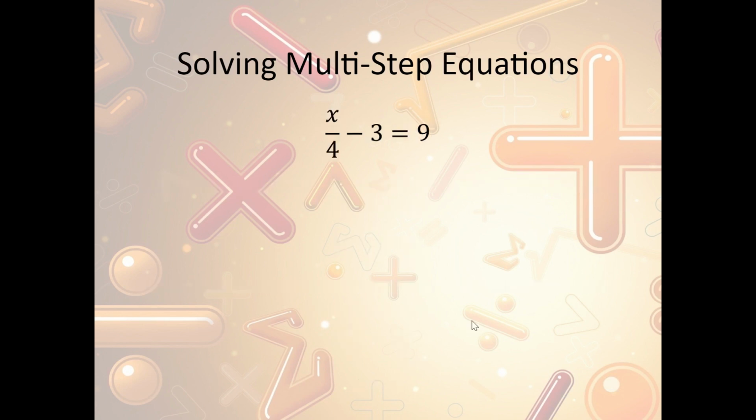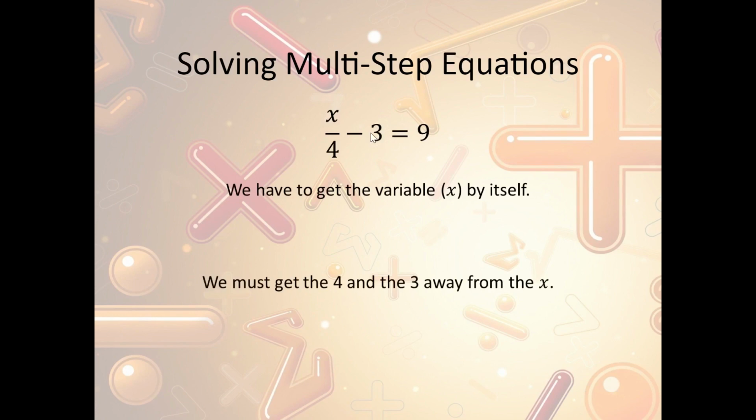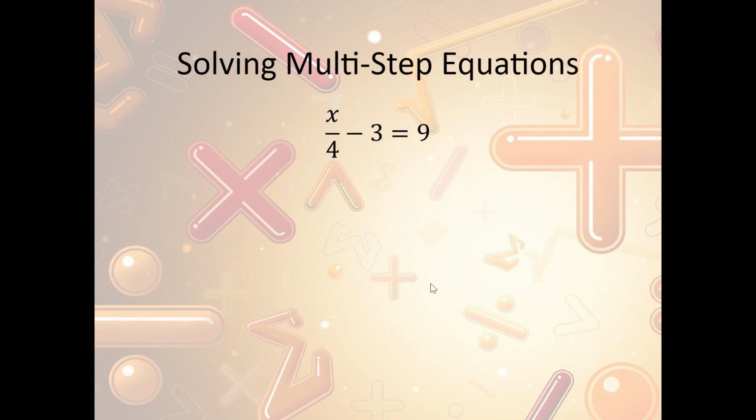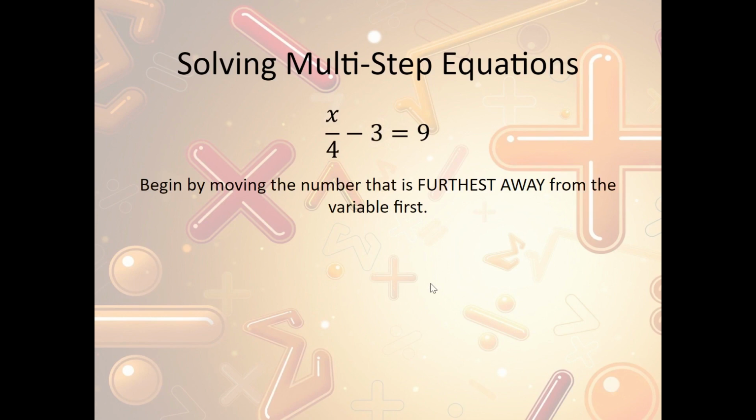Let's look at another example. We have x over 4 minus 3 is equal to 9. So we're going to do the same thing. First thing is we need to get x by itself. So we need to get rid of the 3 and the 4. And we're going to start by getting rid of whatever's furthest away. So in this case, the 4 is kind of attached to the x. The 3 is out here floating. So we're going to get rid of that first. So we're going to add 3 to both sides to get rid of this minus 3. And we get x over 4 is equal to 9 plus 3 is 12.